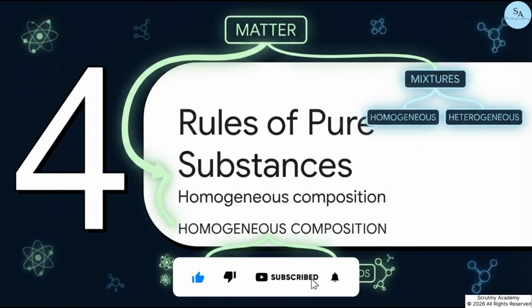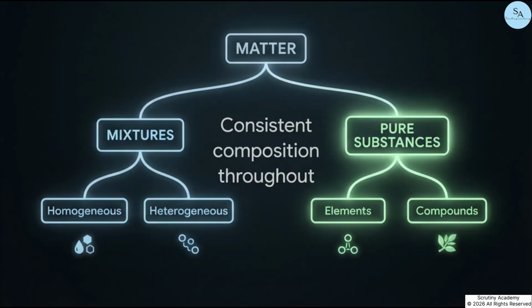All right, on to section 4, the rules of pure substances and their homogeneous composition. Let's leave the chaotic, totally variable world of mixtures behind for a second and slide over to the right side of our tree, pure substances. Pure substances have one absolute defining rule. They strictly maintain a homogeneous chemical composition throughout. They have one fixed identity everywhere. So pure water is always H2O no matter where in the world you find it. And this category splits downward into our final 2 classifications, elements and compounds.